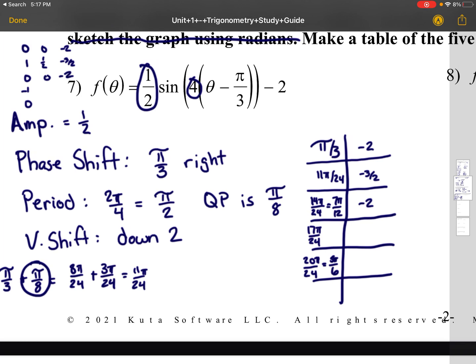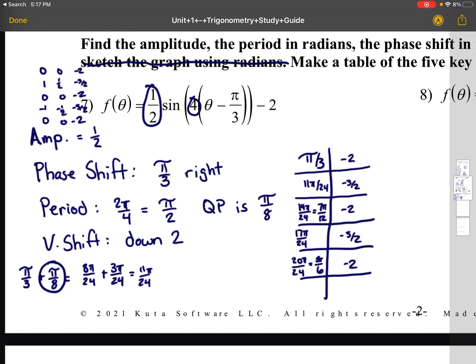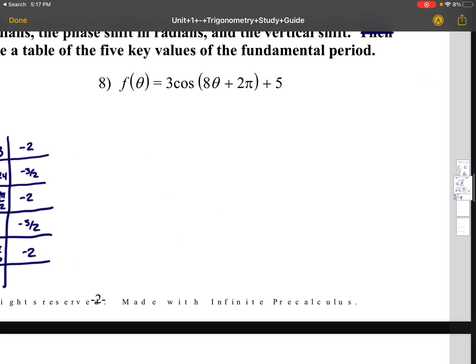So then we get 0 and -2. 1/2 times -1 is -1/2. Minus 2 is going to be -5/2. So -5/2. And then the last one is going to be -2. All right, so that is our table of values. You get pi over 3, -2, and so forth. So again, we follow that pattern of how sine is given for the fundamental period, 0, 1, 0, -1, 0.